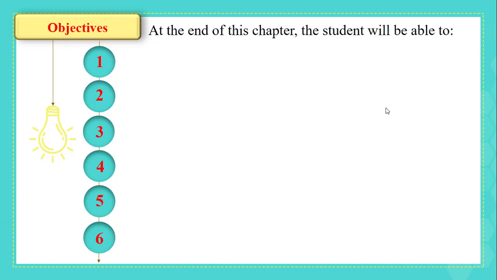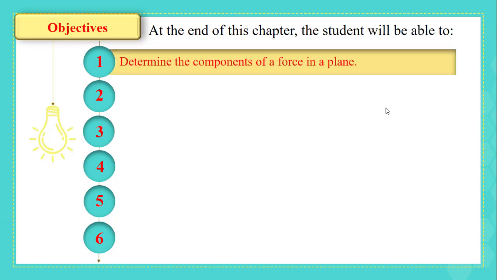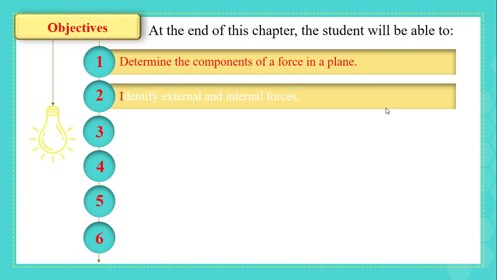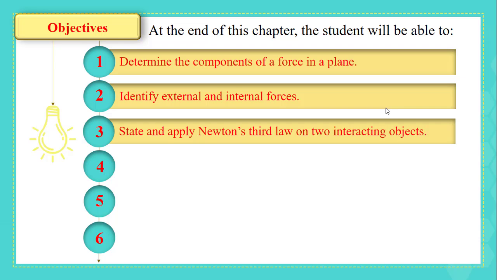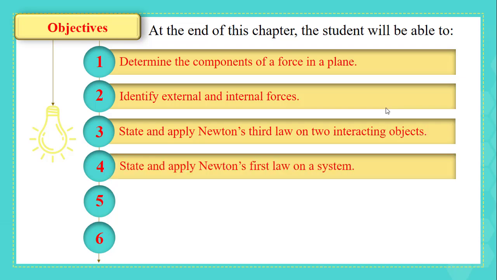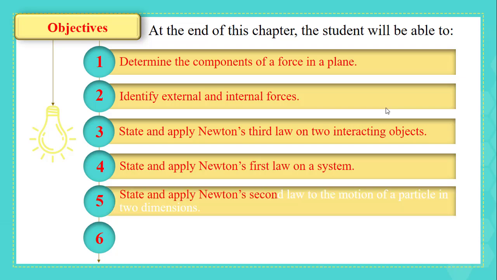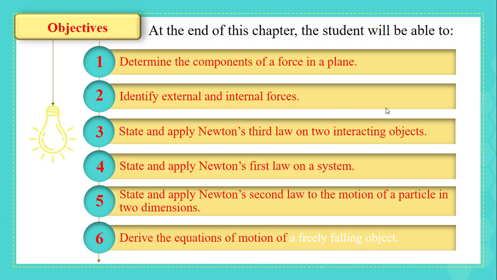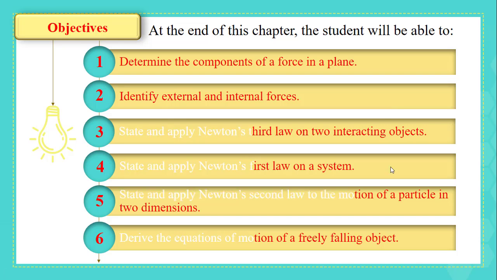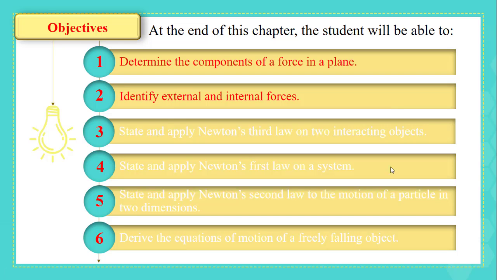At the end of this chapter you will be able to determine the components of a force in a plane, identify external and internal forces, state and apply Newton's third law on two interacting objects, state and apply Newton's first law on a system, state and apply Newton's second law to the motion of a particle in two dimensions, and derive the equations of motion of a freely falling object. In this part, only the first two objectives are going to be covered.